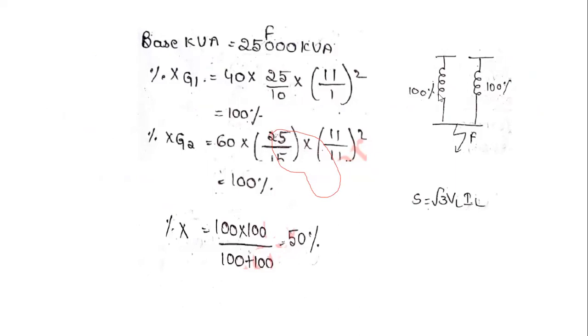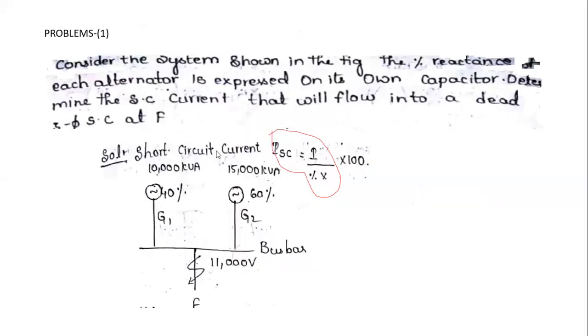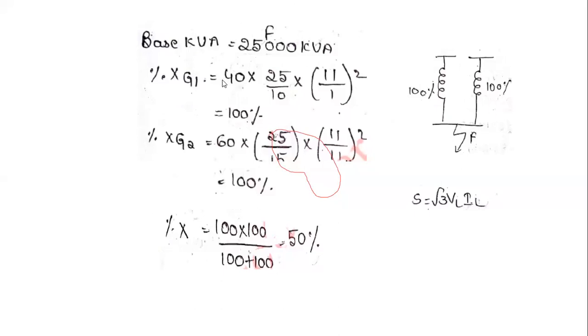This is the reactance diagram for the given single line diagram. In this case, we are calculating the Xg1 value and the Xg2 value. First we assume the base voltage, that is 25,000 kilovolts. Assume the base kVA is equal to 25,000 kVA. Next we calculate the percentage reactance Xg1.